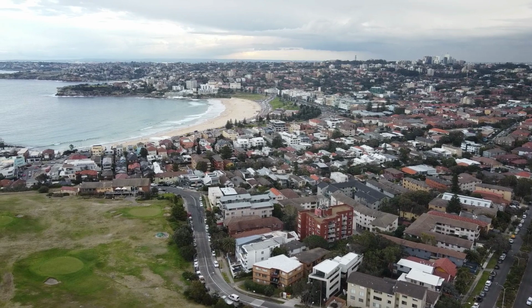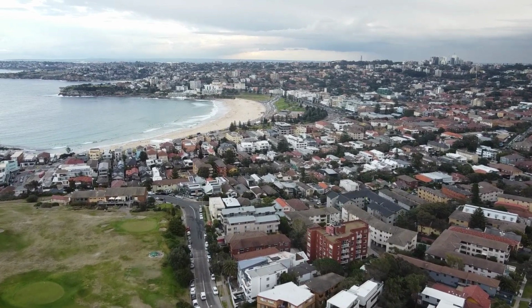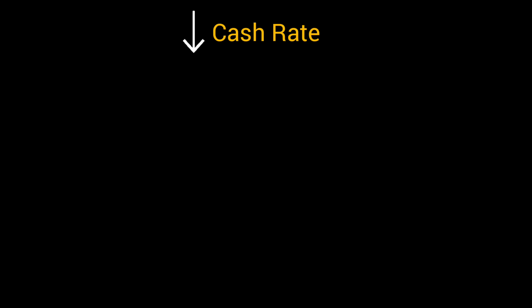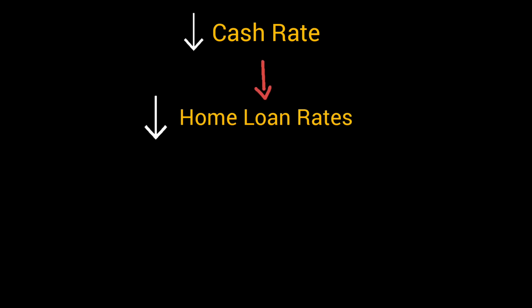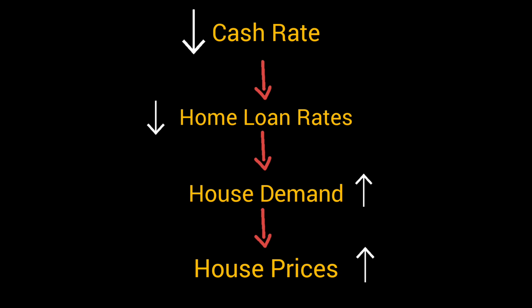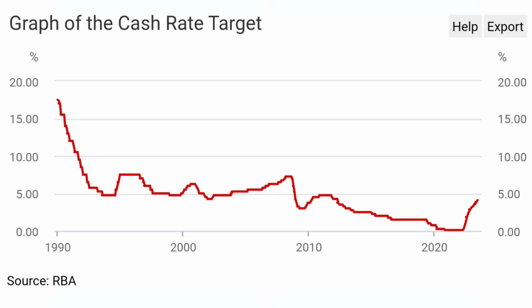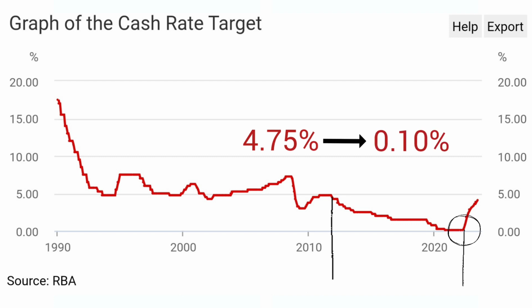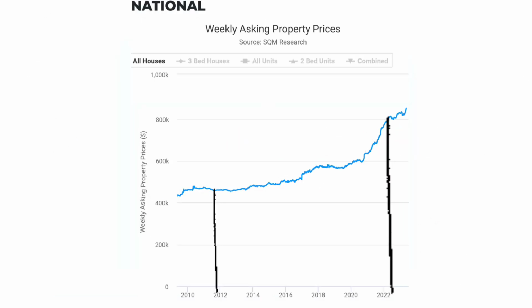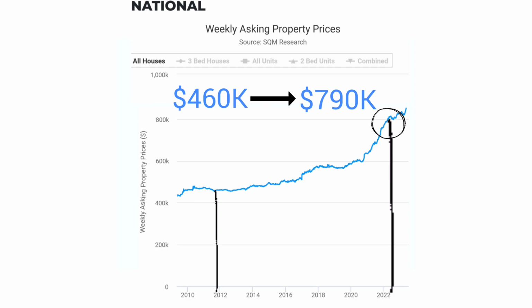The cash rate can affect how much people want to buy or rent houses in Australia. When the cash rate goes down, it becomes cheaper for banks to borrow money. This can lead to lower interest rates on home loans, making it easier for people to borrow money to buy a house. So more people want to buy houses and therefore prices increase. For example, between October 2011 and March 2022, the cash rate was lowered from 4.75% to 0.1%. During this time, the average price of houses in Australia went up from $460,000 to $790,000.